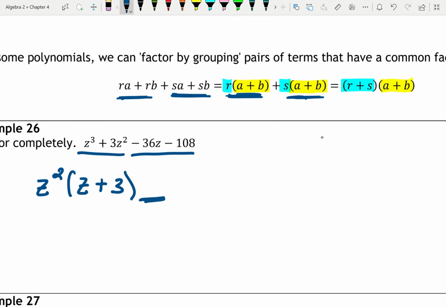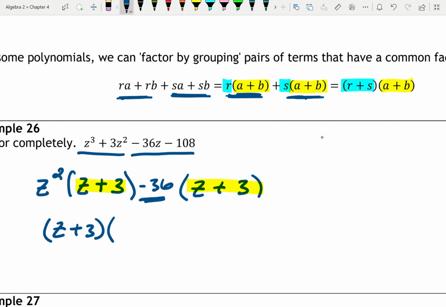Then I want to pull something out of the second one such that I have a z plus 3 at the end. So I'm going to need to pull out a negative 36. Now they both have the z plus 3, so that can come out front, z plus 3. And then left over is the z squared minus 36.